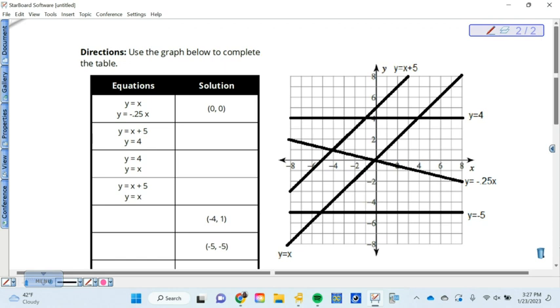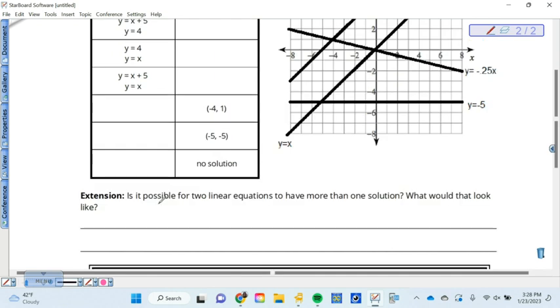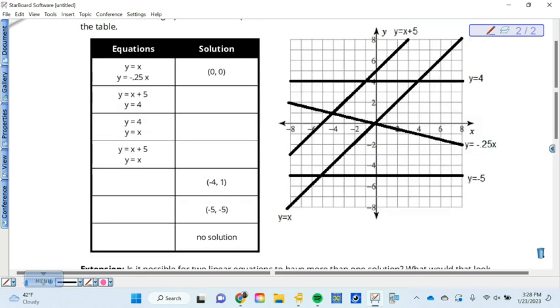Coordinates. Yeah, ordered pair. Ordered pair is really what I'm looking for. So the solution is always going to be an ordered pair, x and then y. Okay? So go through, figure out your solutions, and then figure out your equations down here. Finish filling out the table. If you finish filling out the table, you can answer this question down here.